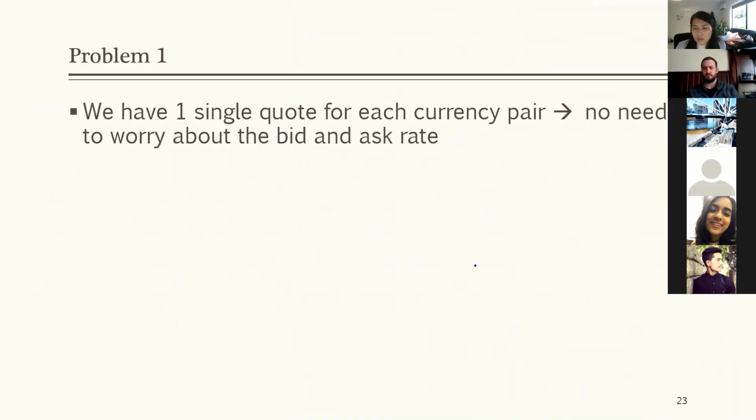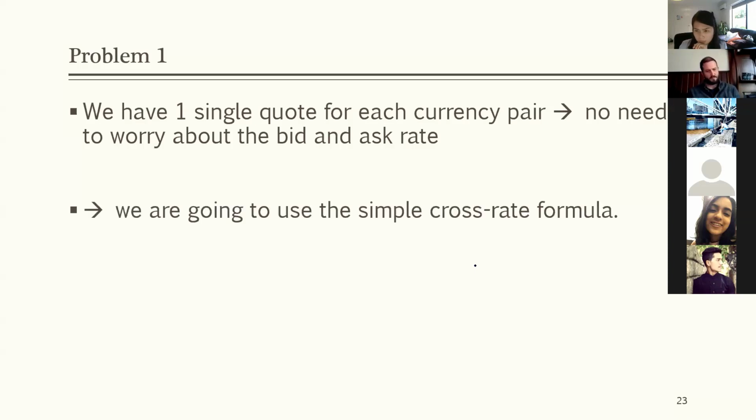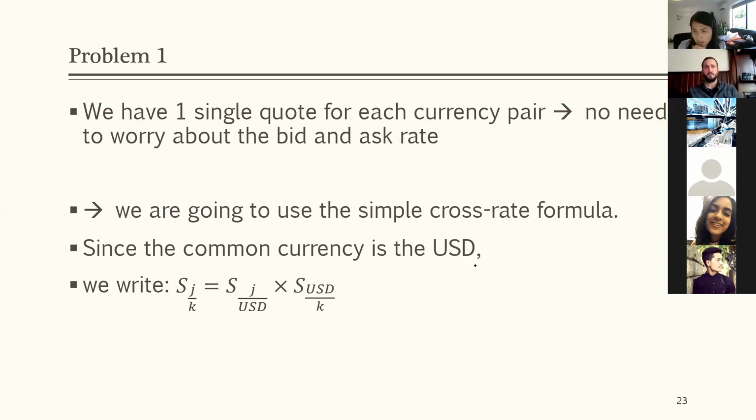In this question, because we are given just the closing price of a currency at the end of the day, we don't have to worry about the bid and ask rate. Okay. We're going to just use a simple cross rate formula to compute this exchange rate. So if I want to compute the simple cross rate, I'm going to look at this formula here. On my left-hand side, I've got my J over K exchange rate. On the right-hand side, I've got these products. Now, because the common currency is the USD, I replace the USD in my formula here. Okay.